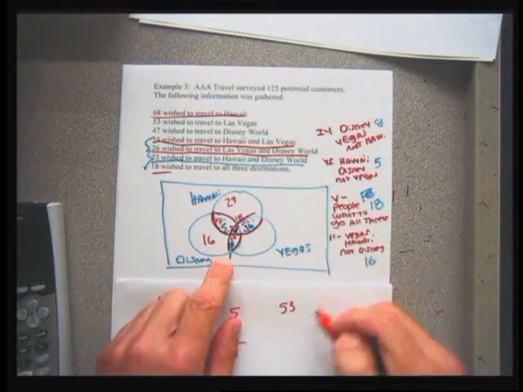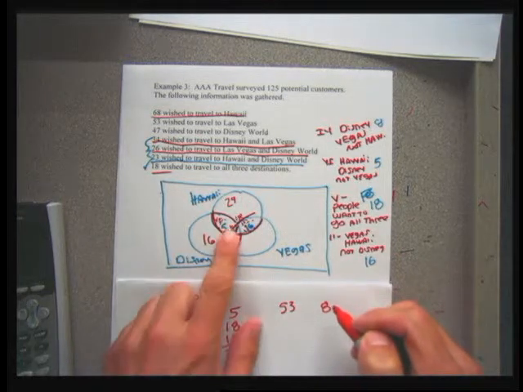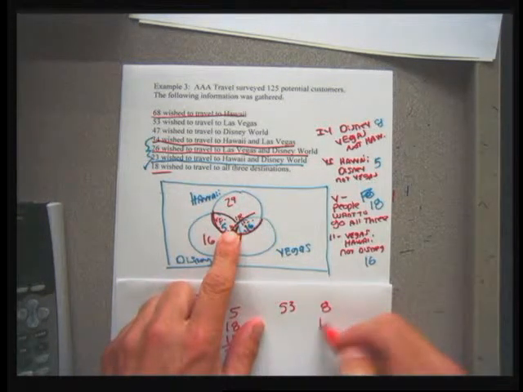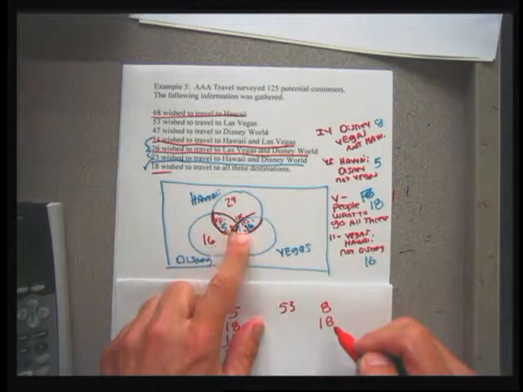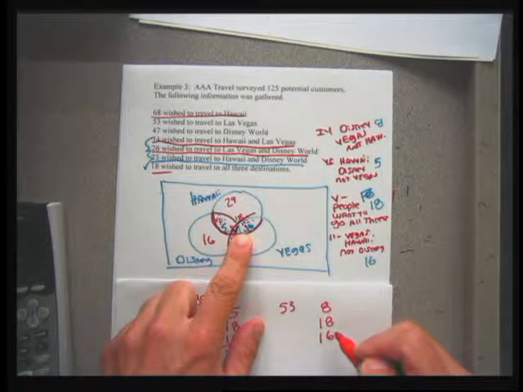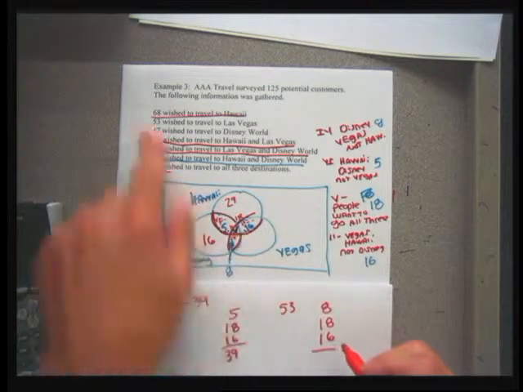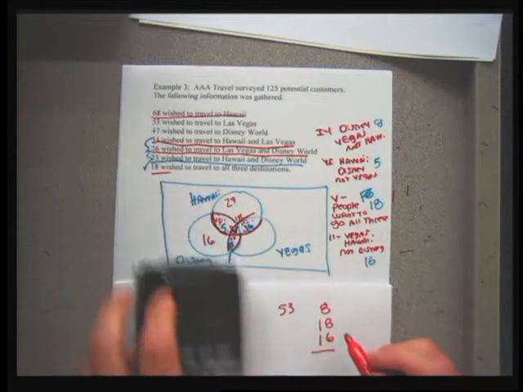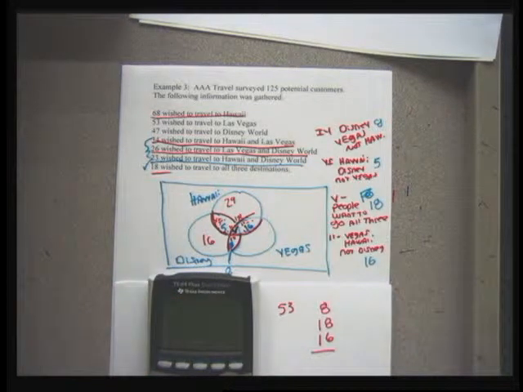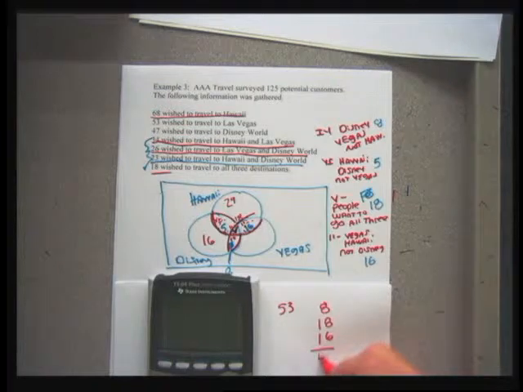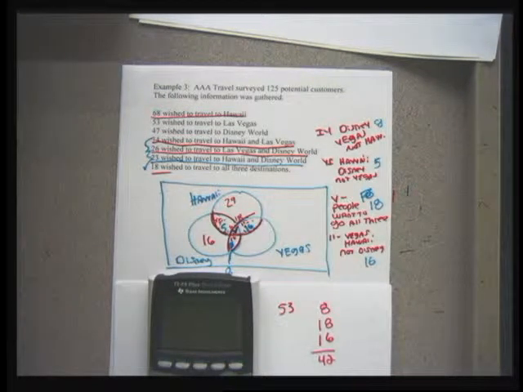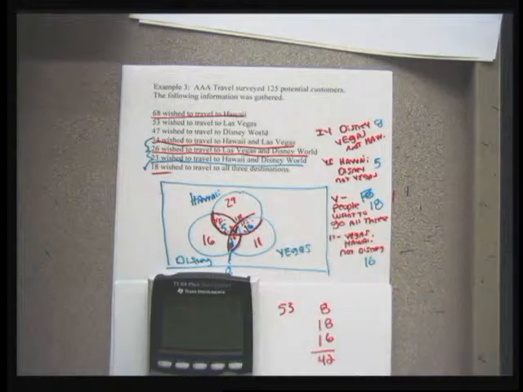I have the 8 that want to go to Vegas and Disney, but not Hawaii, the 18 that are okay with going to all 3, and the 16 that want to go to Vegas and Hawaii, but not Disney. So I've already taken care of a lot of them. 8 plus 18 plus 16, I've already taken care of 42 of the 53 people. So of the 53 people that want to go to Las Vegas, 42 of them want to go to Vegas and another place. If I take 53 and subtract the 42, that's only 11 people that want to go to Vegas only.